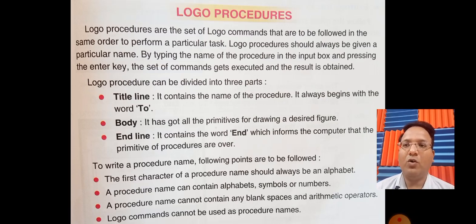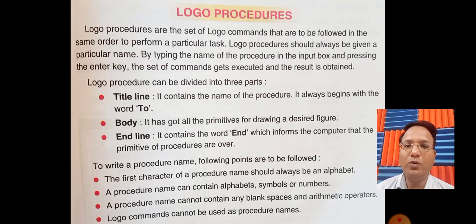So a Logo procedure can be divided into three parts. Title line means it contains the name of the procedure. It always begins with the word to. Now next is the body. It has all the primitives for drawing the desired figure. Now third is the end line. It contains the word end, which informs the computer that the primitives of the procedure are over. So end tells the computer that the procedure is over.